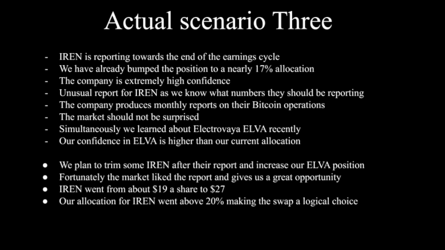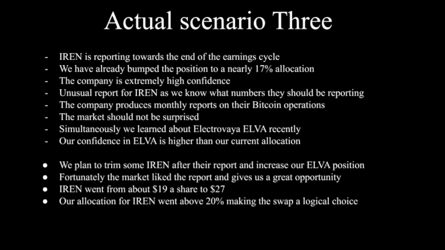And that's very large and somewhat unusual for us to start with this big a position, so it was very high confidence. The earnings for this company's report were a bit unusual as well. Heading into the report, we already had detailed statistics from updates the company gave about how their business is doing. The company was giving monthly reports on their Bitcoin operations, and their Bitcoin operations made up a majority of revenue. So the market should not have been surprised by the numbers that Iron was about to report.